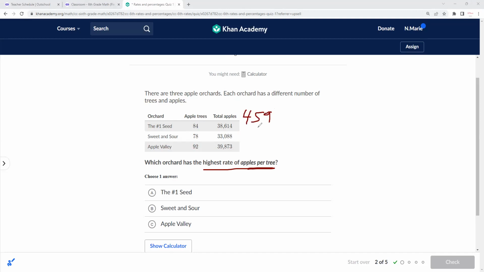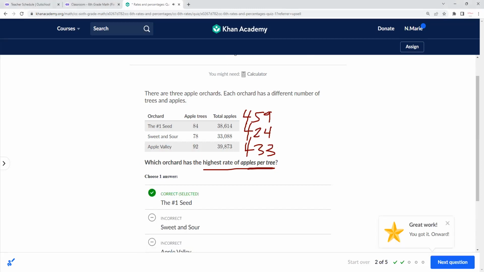Since you can't have part of a tree, 330,088 divided by 78 gets me 424. And for the last one, 39,873 divided by 92 gets me 433. So the highest rate would be the first one per tree.